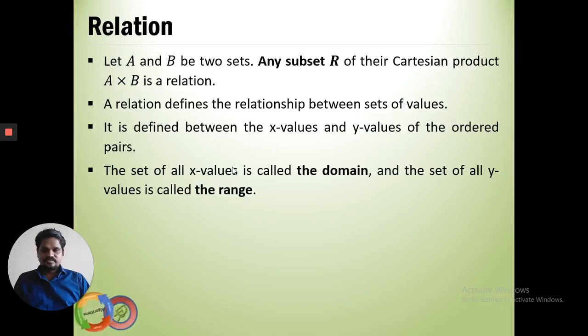Now the definition: the set of all x values is called the domain. The first set, all its values, is called the domain. The set of all values from y is called the range. The range defines what the possible outputs are.